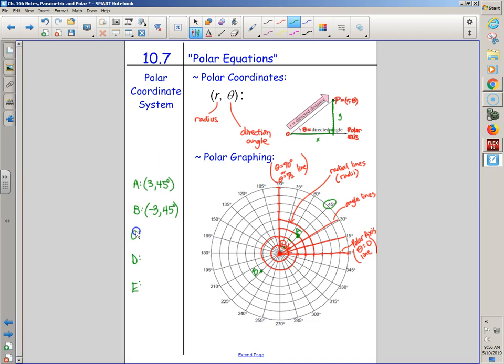So let me give you a few things. What if I was to give you something, let's do 2, 150. Let's do negative 5, 220. Let's not do that. Let's do negative 5, 270. And then let's do 315. Nope, that's wrong. I'm putting an angle in the r spot. 315 degrees. Ready, set, go. Can you try to graph C and D and E?